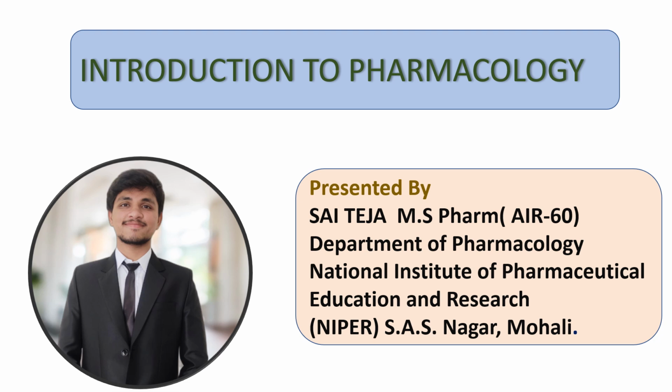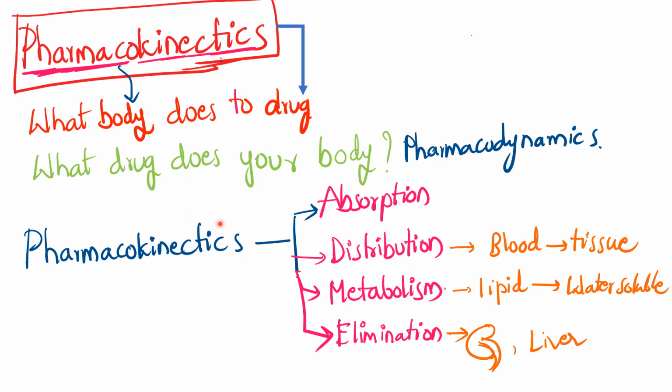In this lecture, we will be discussing the basic concepts of pharmacology, that is pharmacokinetics. Let's begin. Now, what is pharmacokinetics? Before understanding what exactly it is, let's know what pharma is. Pharma means drug, kinetics means movement. In short form, we can say it is what the body does to the drug.